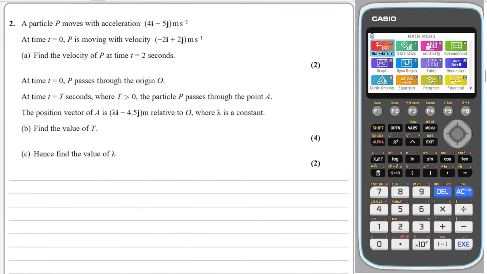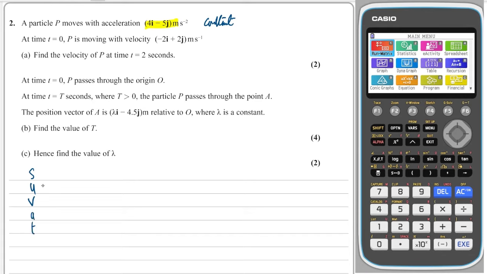Okay, question number 2. A particle moves with acceleration. Note that this is not with respect to time, so this is actually constant acceleration, which is going to be helpful. It means we can use SUVATs and we don't need to integrate or differentiate. At time t equals 0, the particle is moving with that. Okay, so straight off I can start by writing SUVAT.